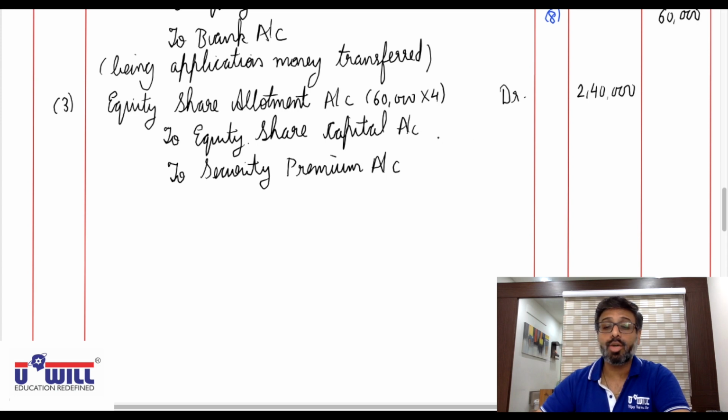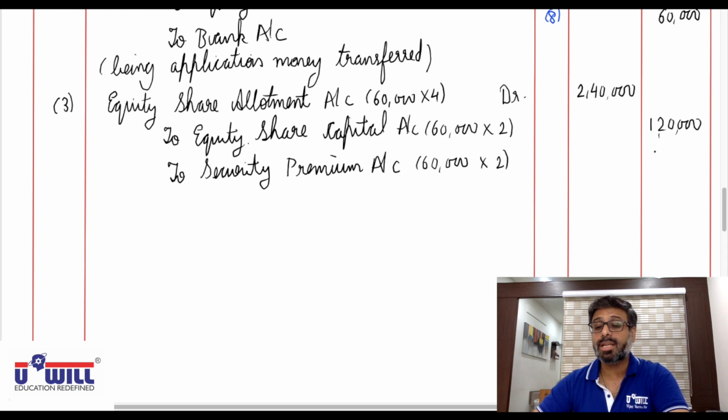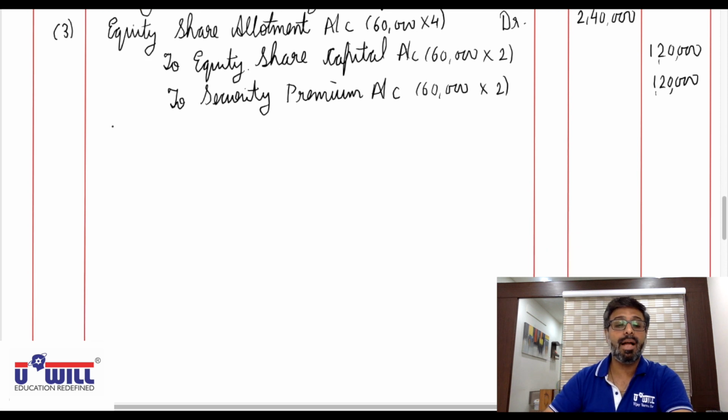Now, out of that, 2 rupees of face value will go to share capital. So, 60,000 into 2, 1,20,000 share capital, and remaining 2 rupees of premium will go towards security premium. So, 60,000 into 2, 1,20,000. Being allotment money due.